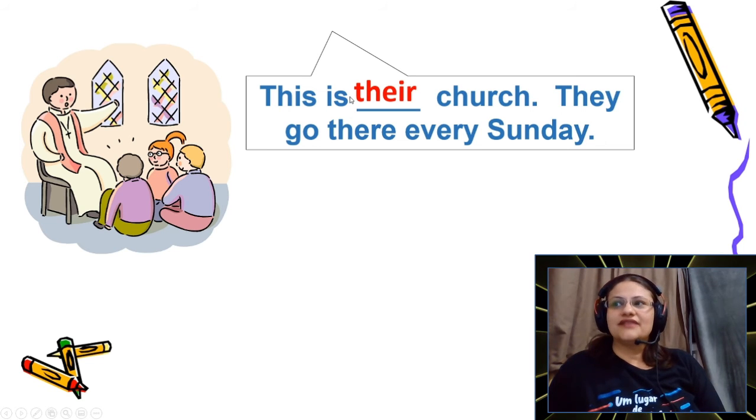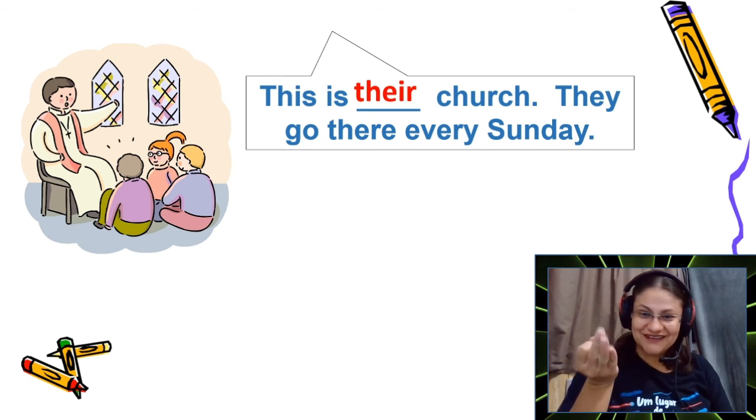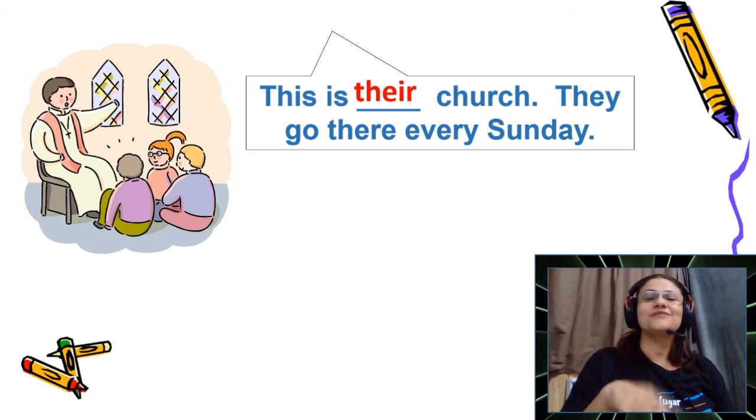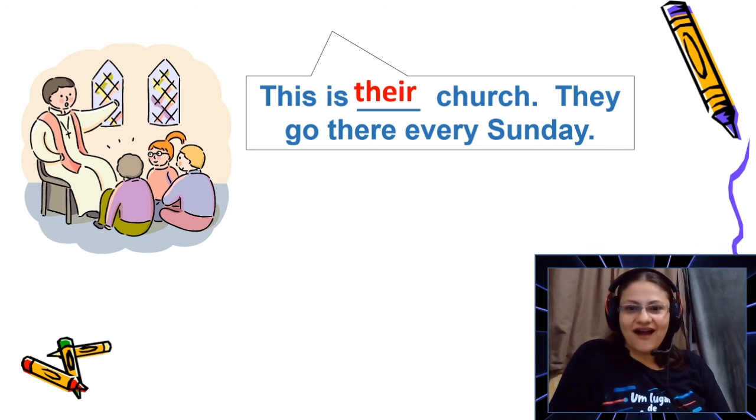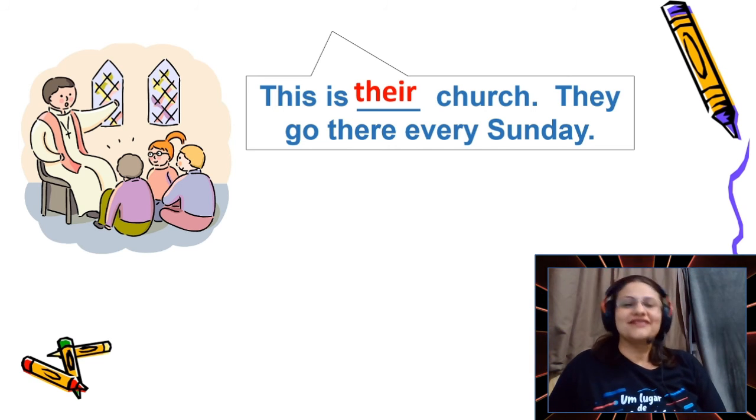Yes, guys, their and there have the same pronunciation. These two words here have the same pronunciation. And we have the third, the contracted form of the verb to be, they're. They are exactly the same: their, there, and they're.